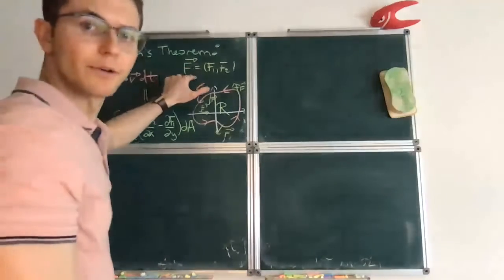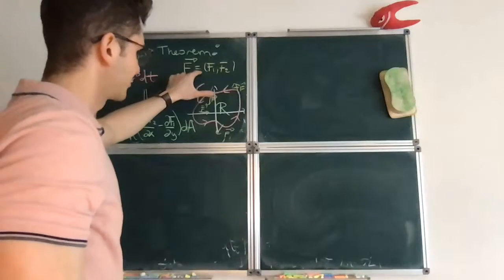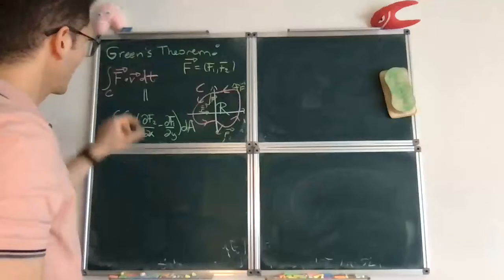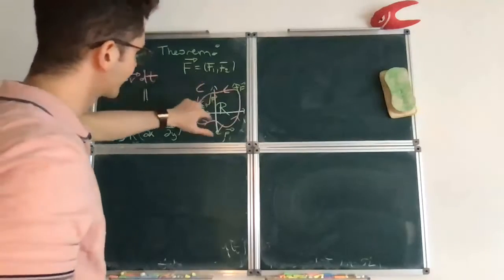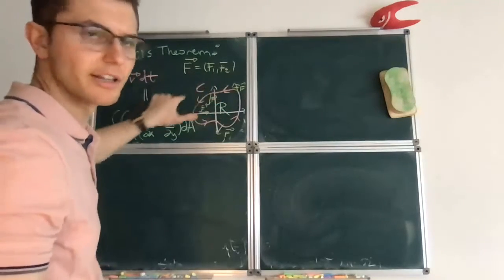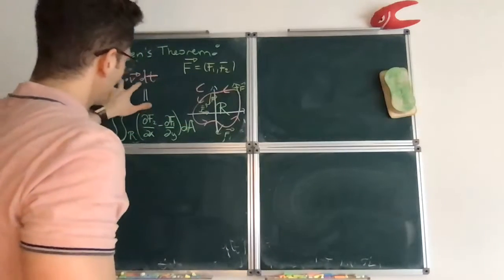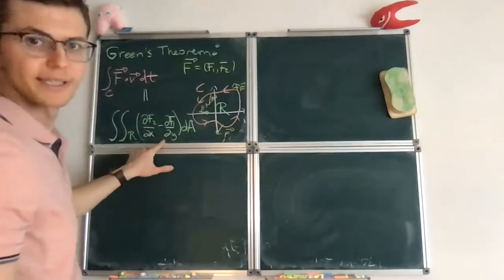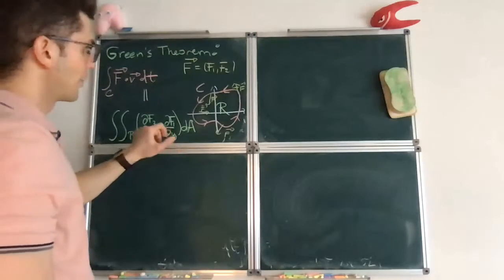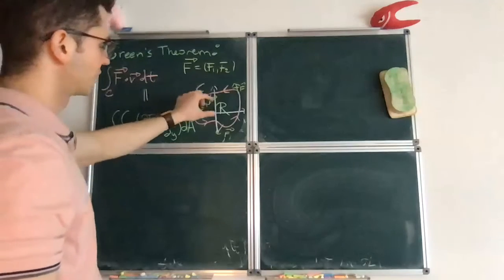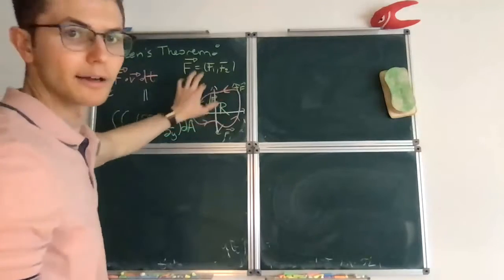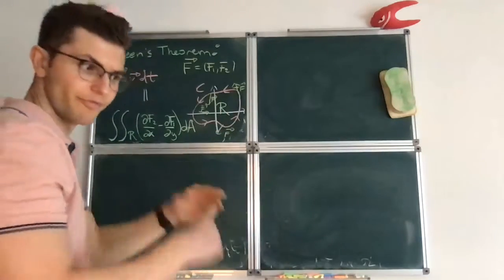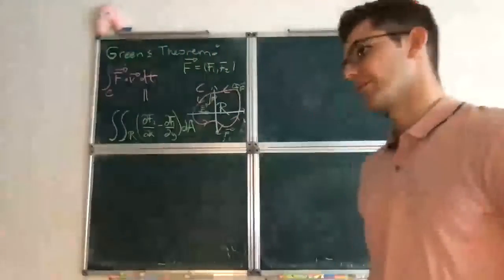You have a vector field on the xy plane f that has components f1 and f2, and you want to compute the work. So you have a closed curve. You want to compute the work along this closed curve. And so what Green's theorem says is that rather than computing this work directly, you can compute instead a double integral where the region of integration corresponds to the region enclosed by the curve. And what you put inside the double integral is like this funny combination of partial derivatives.